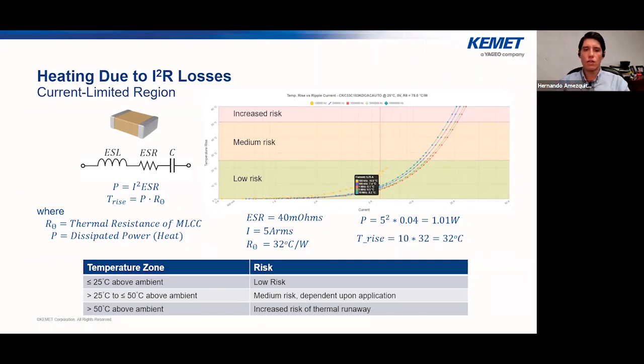This is in order to calculate the temperature rise in the component based on the application conditions that you have in your circuit. So the graph that you can see at the top right, with different colors showing low risk, medium risk, and increased risk, shows exactly that. There are temperature areas based on the table below in the slide, which are the recommended temperatures to avoid any risk of thermal runaway. So basically, it can be said that to maintain optimal operating conditions of the MLCC, the temperature rise should be below 25 degrees Celsius.